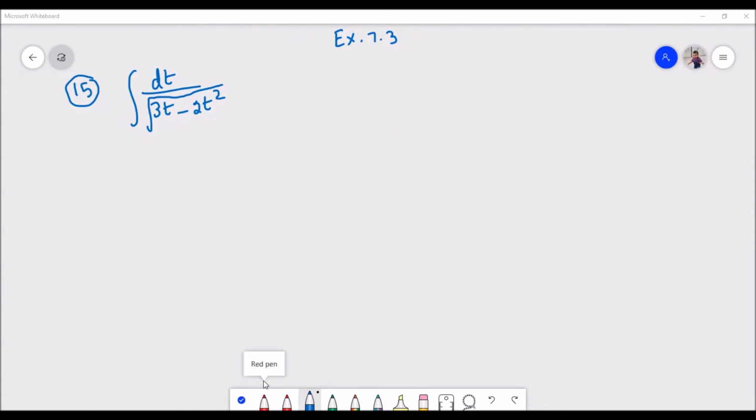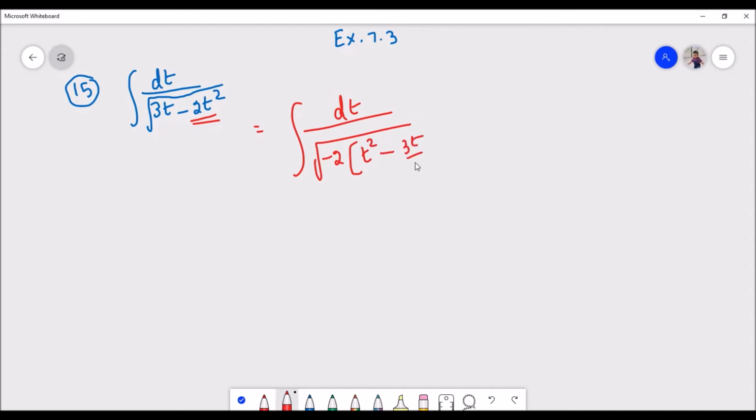Now let us solve problem number 15. Integration of dt divided by root over 3t minus 2t square. First, let us make the coefficient of t square as positive and also 1. So to do that, let us take minus 2 outside, but we can't take a negative number from the square root. So let me take first minus 2 outside, but it is inside the square root only. Then we will get within the bracket t square minus 3t divided by 2.